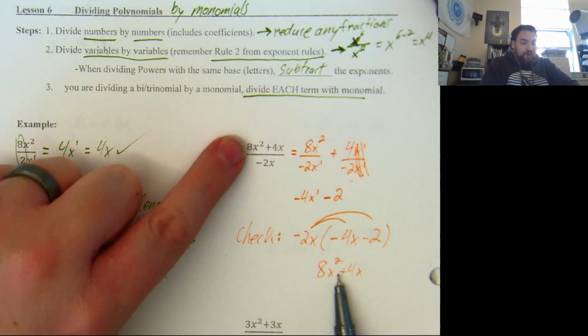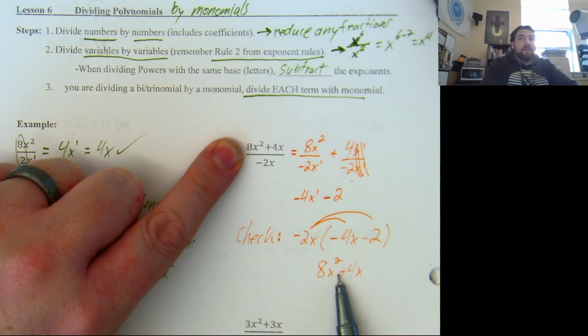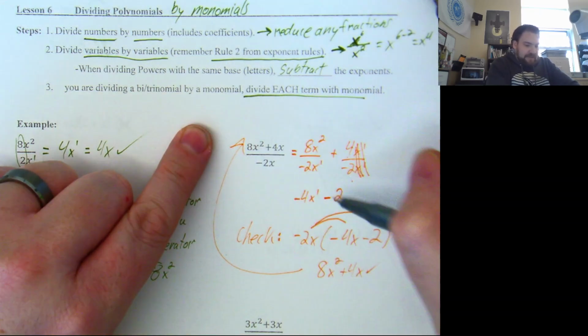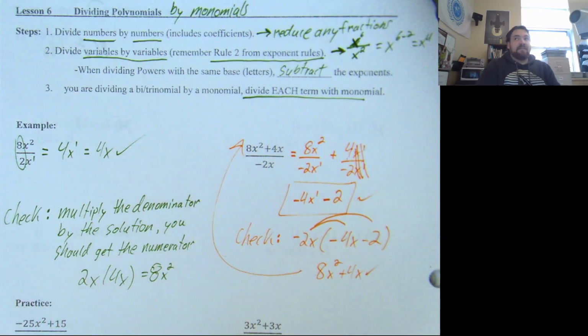Is that what the numerator was to start with? Yeah, you bet it was. So because this is this, that means this is correct. Nice and easy, yeah? And that's it. That's all this dividing polynomial stuff is.